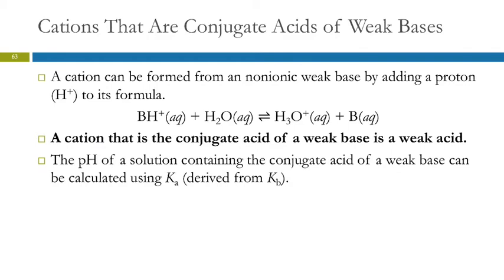And the pH of the solution can be calculated using Ka. Because this is the cation, the conjugate acid of a weak base, the table's going to show us Kb. And then we have to use Ka times Kb equals Kw. It's like alphabet soup in here, right?